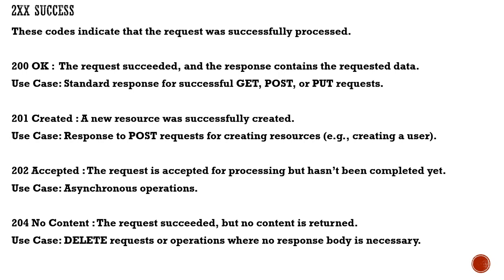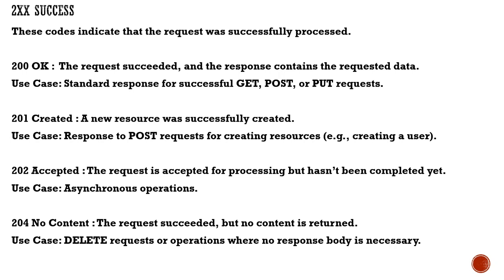Let's say you are trying to create a resource, or you're trying to update a certain value inside your request for an existing element. In those scenarios you get the response as 200. Now 201 is specifically used in the case of a POST request.